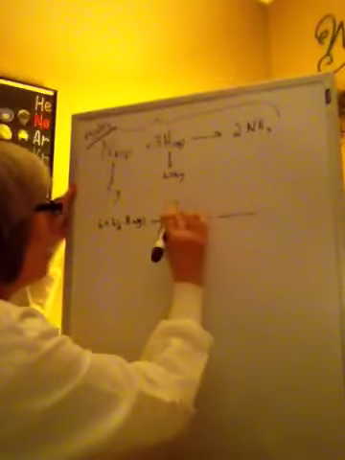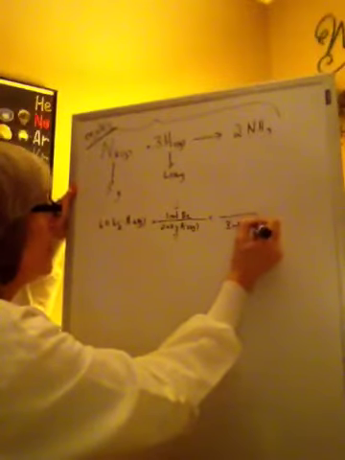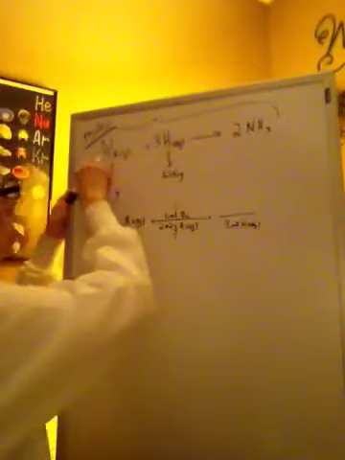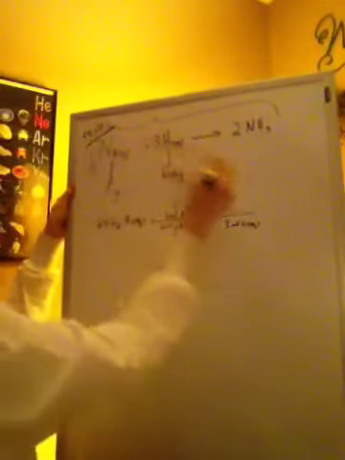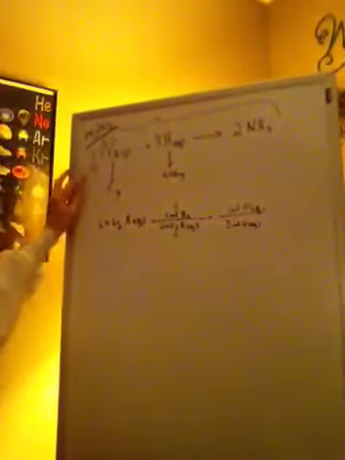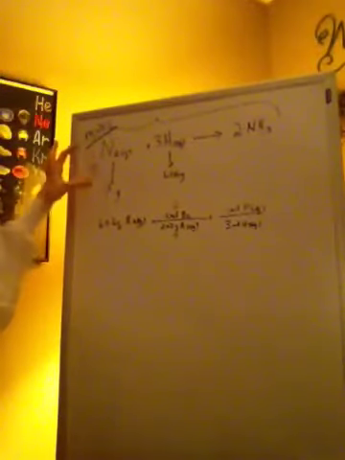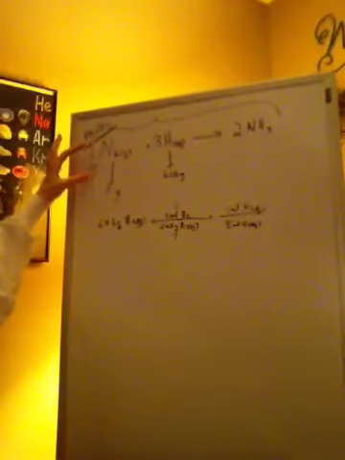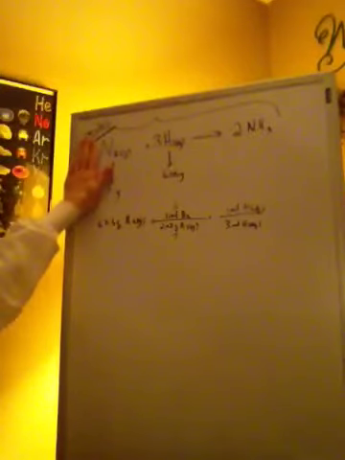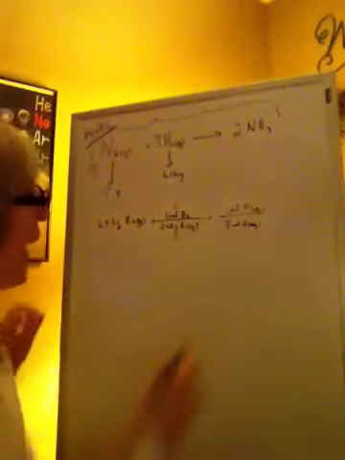I have 3 moles of hydrogen gas in this problem, which is related to 1 mole of nitrogen gas. Now I put a 1 in front of this N2 because it didn't have a number. As a reminder, if you don't see any number, it's assumed that it's 1. And 1 times anything is itself. So we have 1 mole of nitrogen gas.